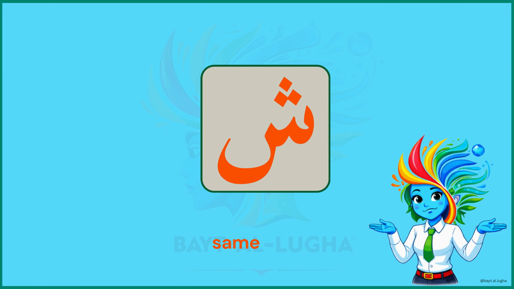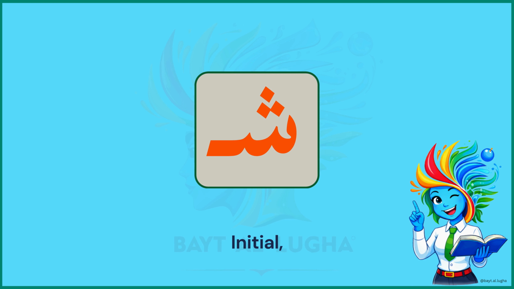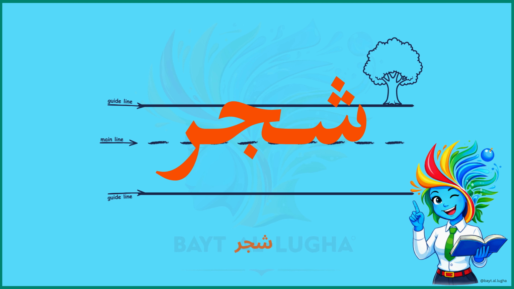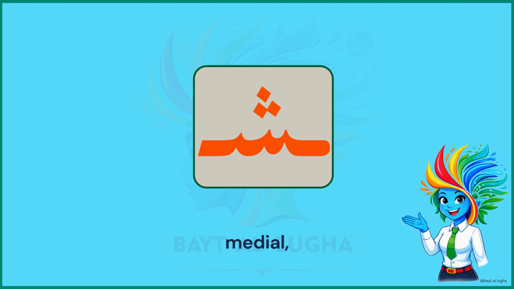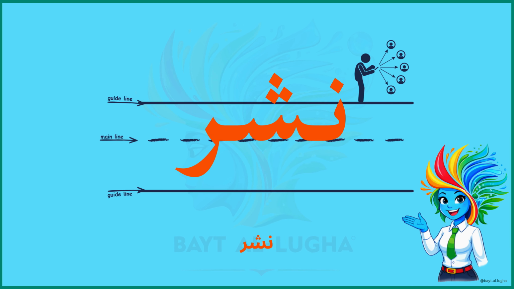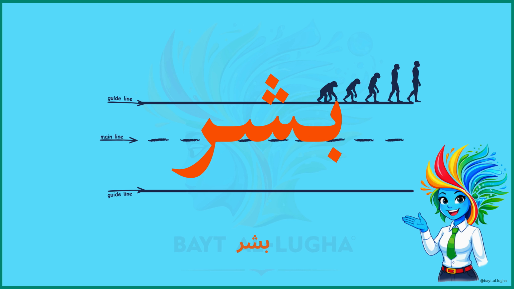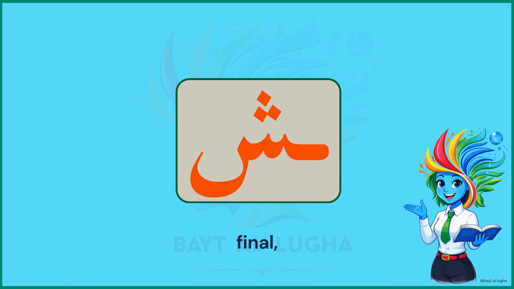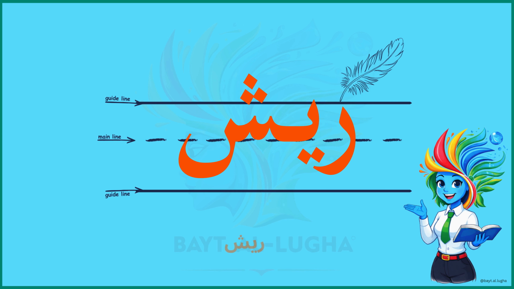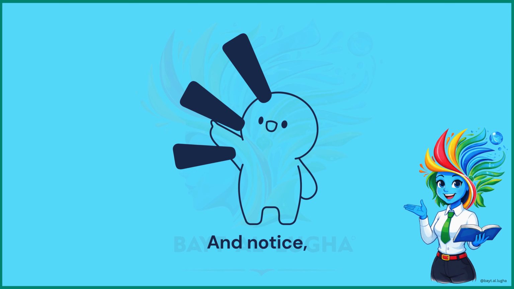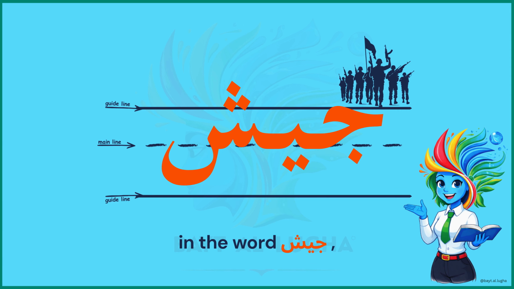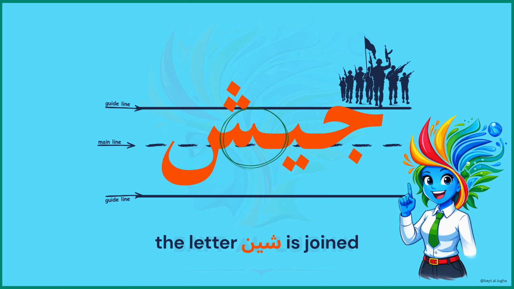Same skeleton, same rule, 3 dots, always in a triangle above the teeth. Initial, see the words شجر, شرب. Medial, نشر, خشب, بشر. Final, جيش, ريش. And notice in the word جيش, the letter ya connects forward. So the letter shin is joined in from the right.